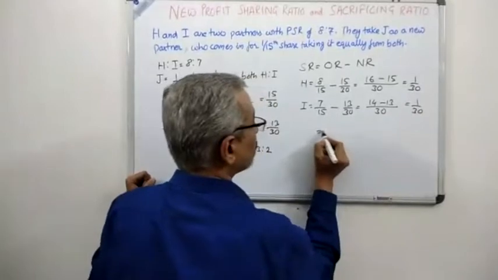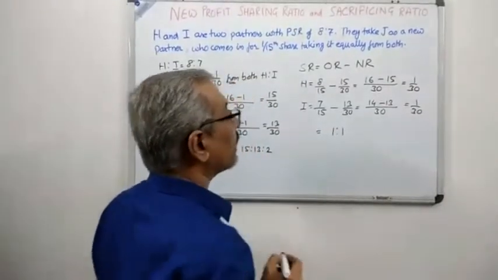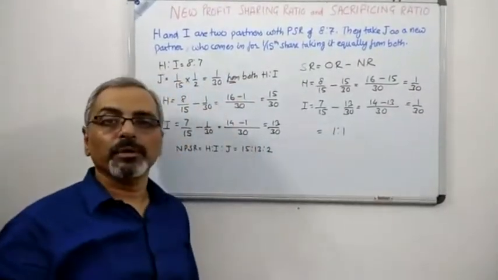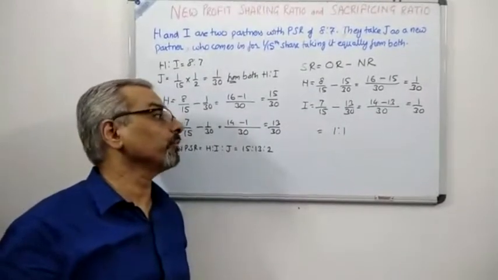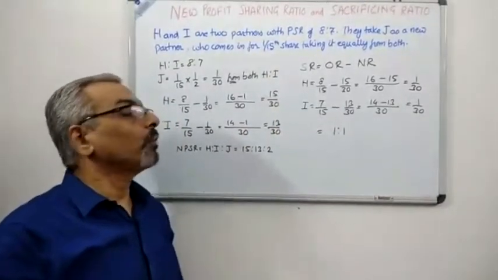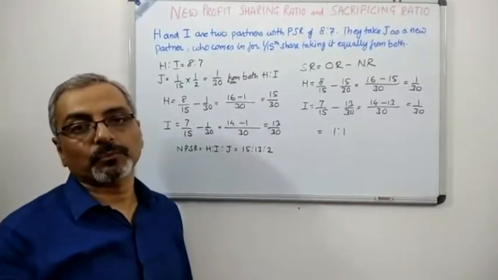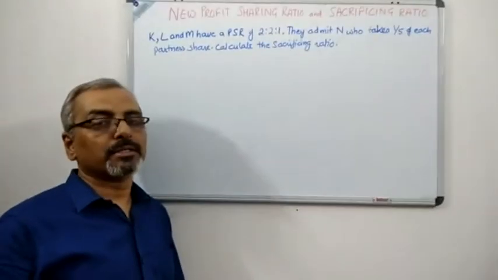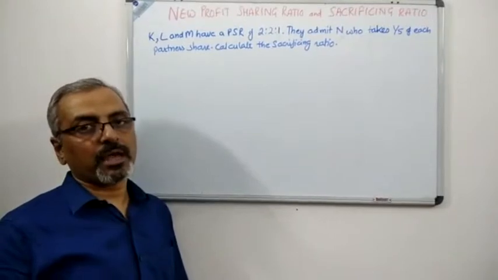I had already told you at the beginning that the sacrificing ratio will be 1:1, and I have now proved to you the sacrificing ratio is 1:1 using the formula old ratio minus new ratio. Now let us take another sum and let us see how the sacrificing ratio is calculated.